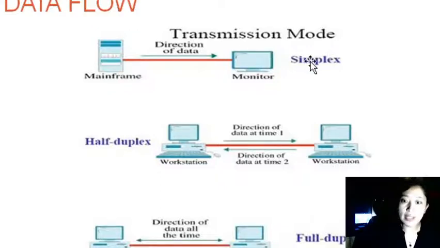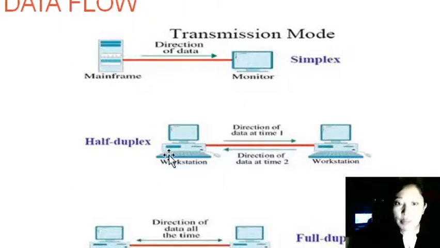For example, let us say keyboard. From the keyboard you are typing something, and that is going to generate the data, and that data will be given to the processor. Okay, so the communication between keyboard and the processor is unidirectional. The data can only be sent from keyboard to processor, but not back from processor to keyboard. So this type of communication or the transmission mode is called simplex.